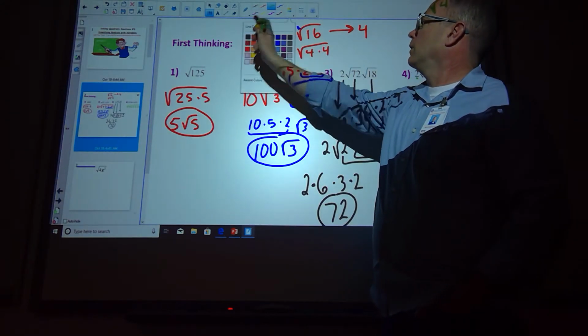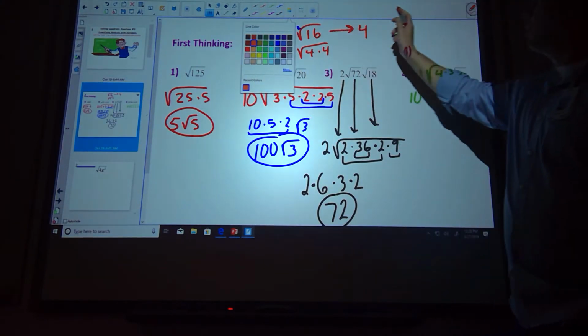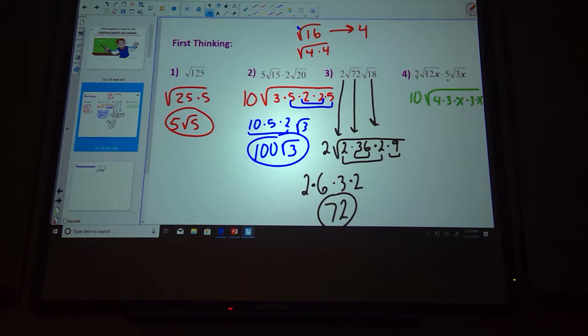Wait, I'm confused on what a perfect square is. Okay, perfect square. 1 times 1 is 1. 2 times 2 is 4. So 4 is a perfect square. Wait, then how is 4 times 3 a perfect square? It isn't, but 4 is one of the perfect squares, and then 3 is a prime number. Okay. So we're just looking to see if we have a perfect square that could be multiplied together. Do I have 2 numbers, one of them being a perfect square, I can multiply together to get that bigger number? That's what I'm looking at.